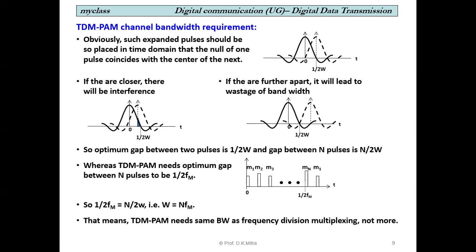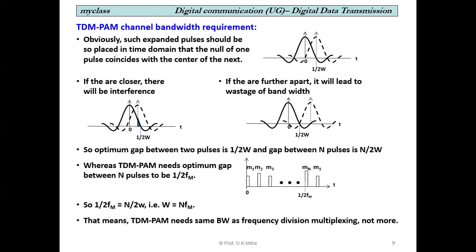Some people may have an idea that if you go up to digitization, you need a higher bandwidth. It's not so. With the same bandwidth, you can send the same number of signals. This is what is called TDM-PAM.